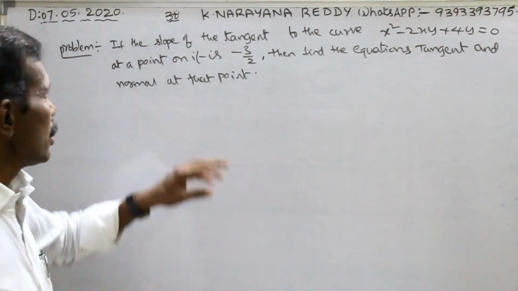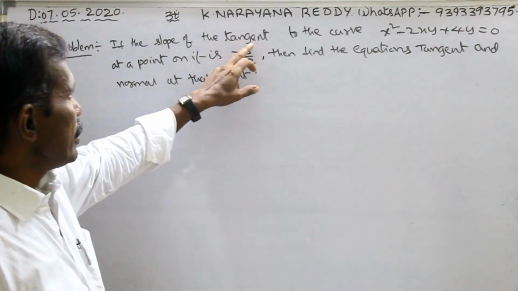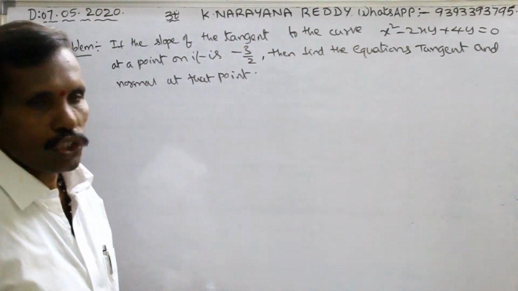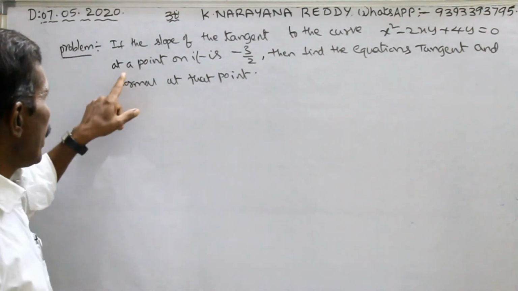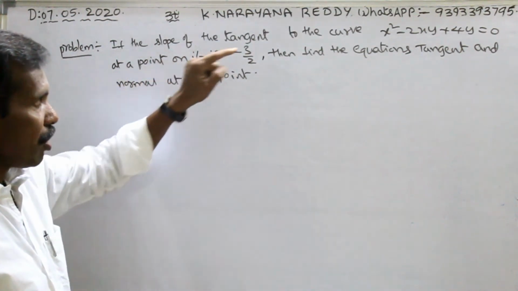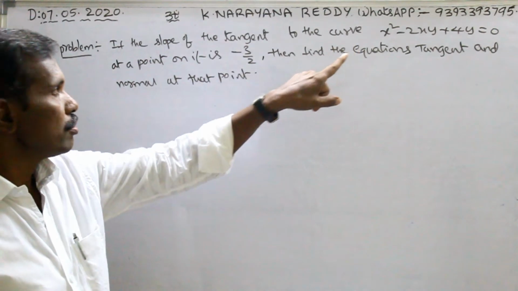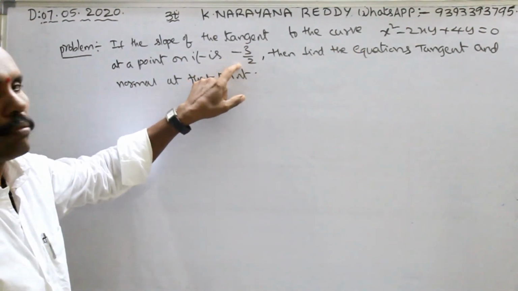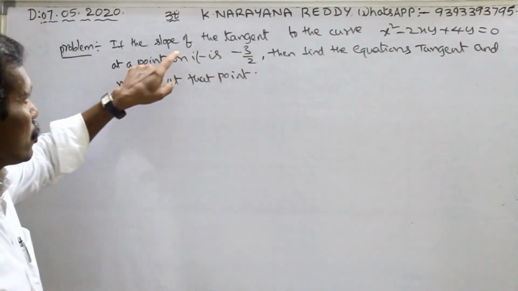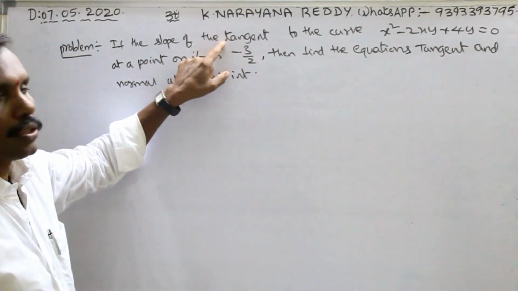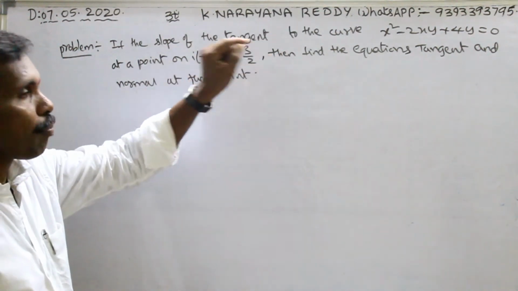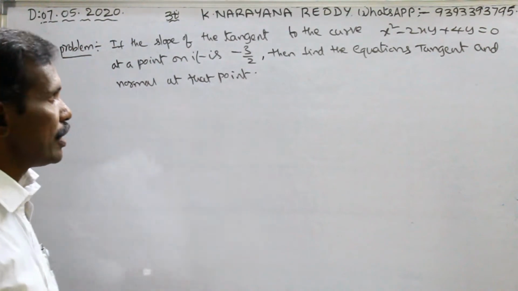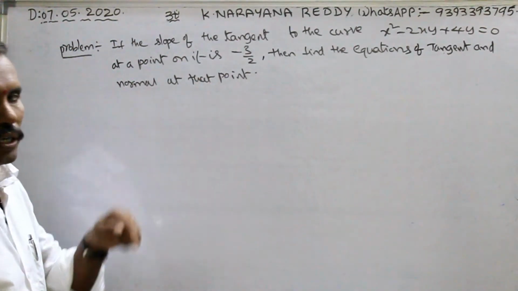See the problem. If the slope of the tangent to the curve x squared minus 2x plus 4y equals 0, that is the curve, at a point on it, that means on the curve, is minus 3 by 2. So the slope is minus 3 by 2. Which type of slope? Tangent. The slope of the tangent on the curve at a point is minus 3 by 2. Then find the equations of tangent and normal at that point.